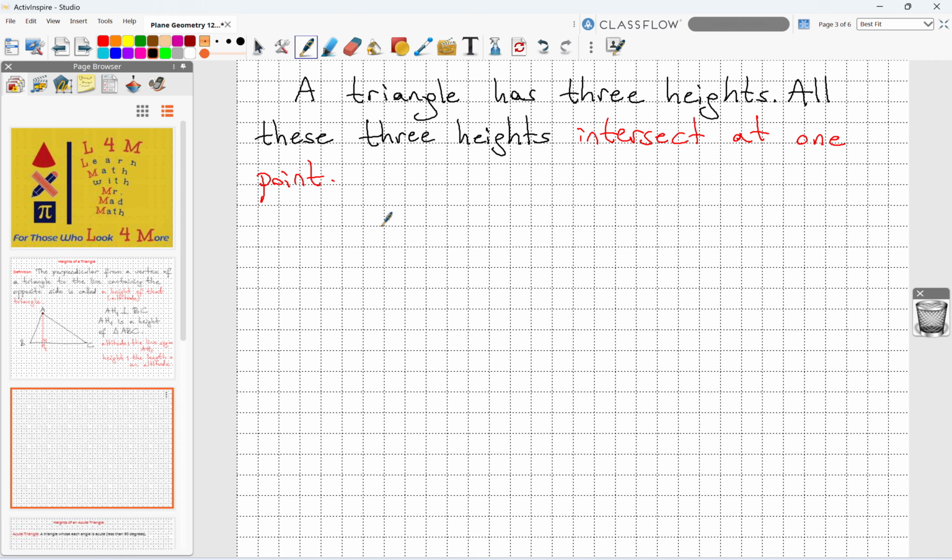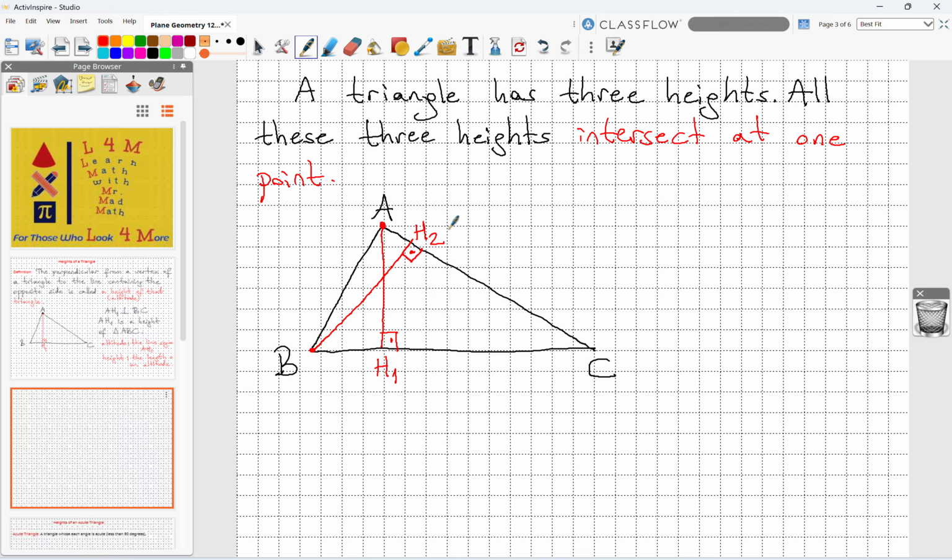Okay, let's again demonstrate what we wrote. Let's say that we have a triangle ABC. Let's say that AH1 is the height from vertex A to the line of the opposite side, BC. Okay, another one from vertex B to the line containing the opposite side, AC. For B, the opposite side is AC. Let's say this is BH2.